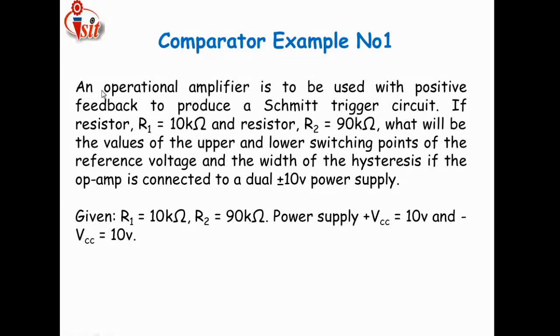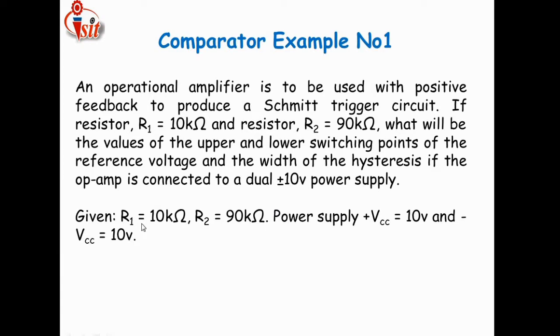What does that example say? An operational amplifier is to be used with positive feedback to produce a Schmitt trigger circuit. If the resistance R1 is given a value and R2 is given a value, what will be the values of the upper and lower switching points of the reference voltages and the width of the hysteresis if the op-amp is connected to a dual, that is plus or minus 10 volt, power supply?